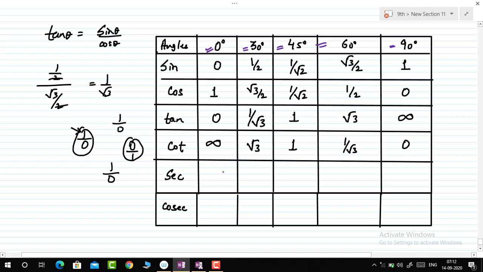Now sec. Sec is what? It is the reciprocal of cos. So cos is 1 and its reciprocal will also be 1. Next root 3 upon 2, so its reciprocal will be 2 upon root 3.